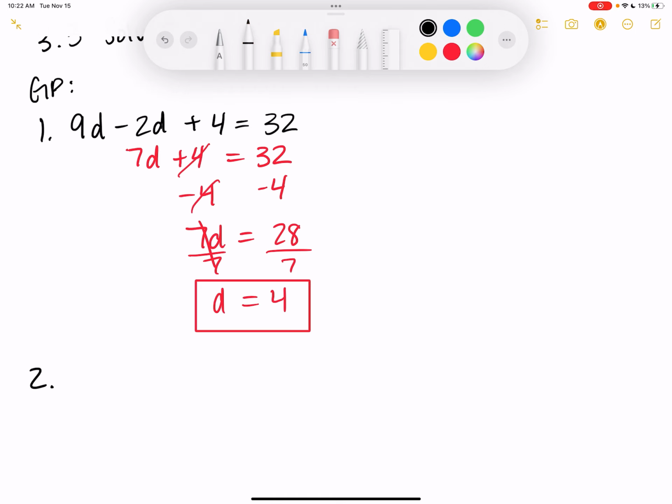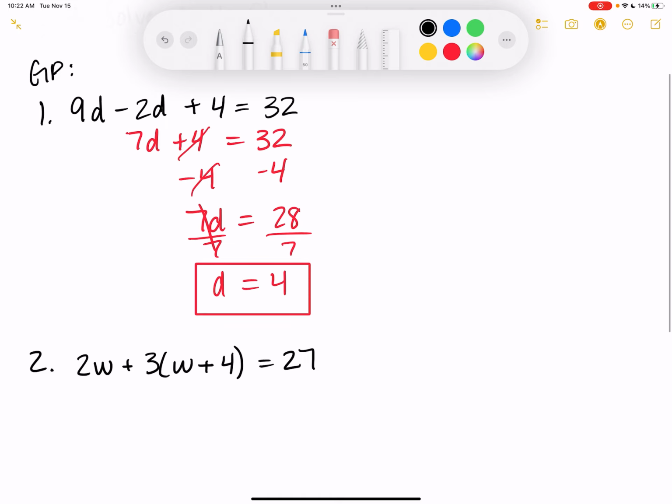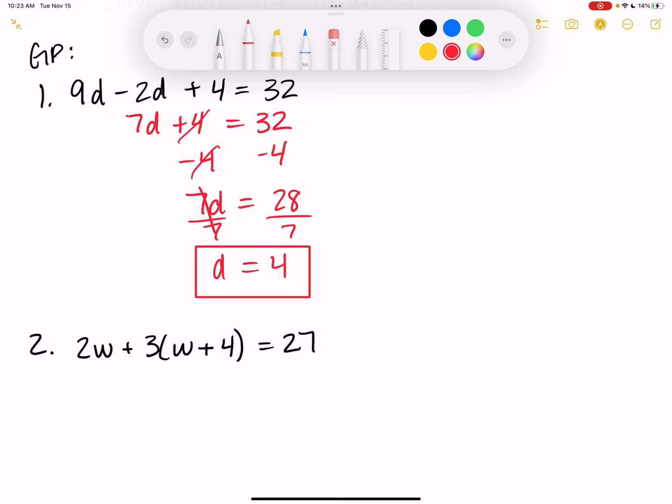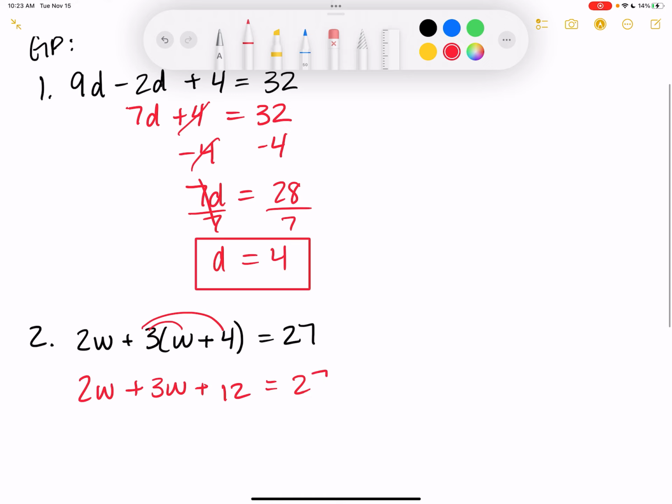All right, number 2, we have 2w plus 3 times w plus 4 equals 27. This one adds another step to it, so we're going to need to distribute first. We do 3 times w and 3 times 4. So we copy down 2w, then plus 3 times w is just 3w, plus 3 times 4 is 12, equals 27.